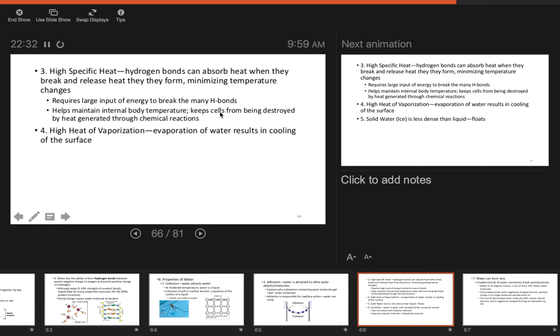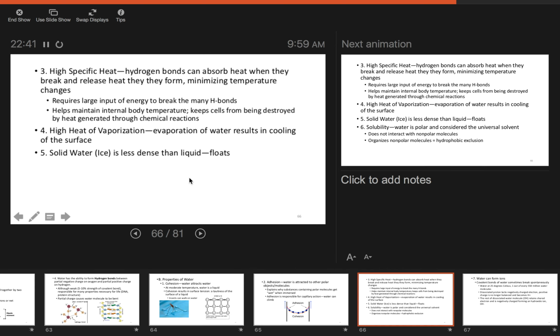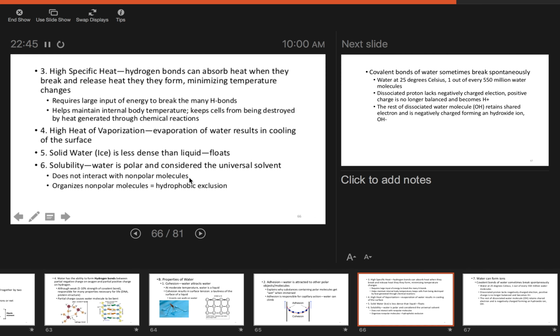Another property of water you should be aware of is high heat of evaporation. So the evaporation of water results in cooling of the surface. Another property, solid ice is less dense than liquid, so it floats. And then solubility, how water is polar.